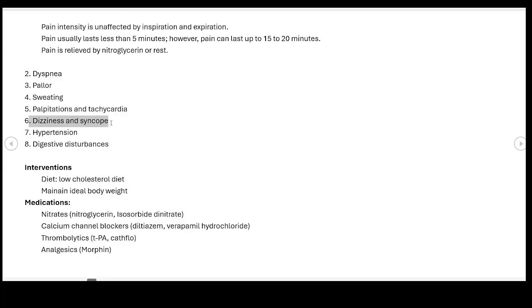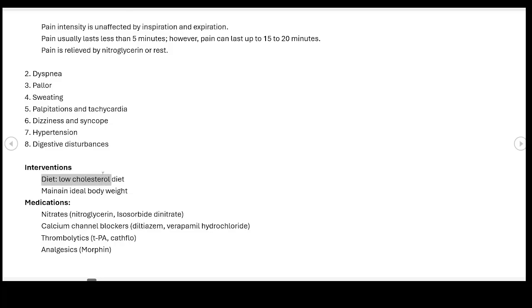We talked about that as well because we have less oxygen going to the heart muscles now. And cardiac output is also going to be low. Cardiac output is the amount of blood that is pumped out when the ventricles contract. When that happens, we have less blood going to the brain, and this can cause syncope. Then we have hypertension. This is where the blood pressure has gone up, and it can also cause GI disturbances as well. So, what are some of the interventions that we can put in place?